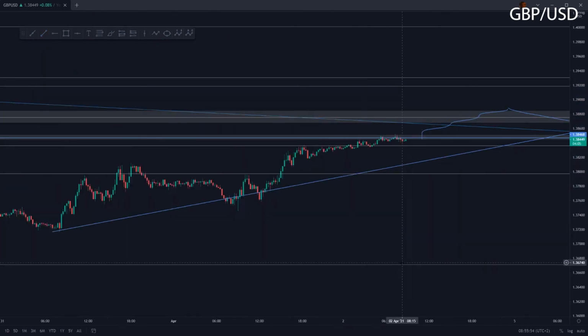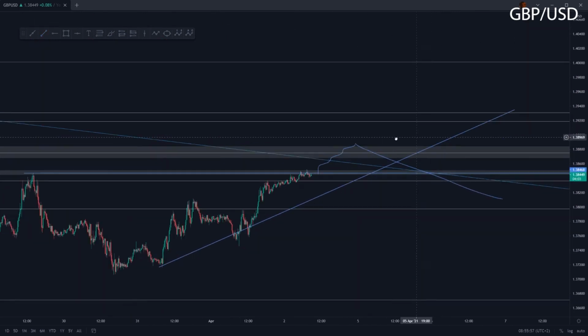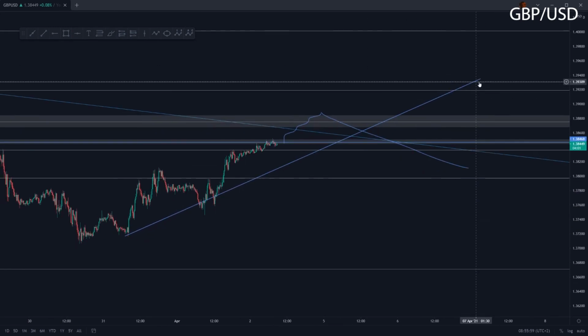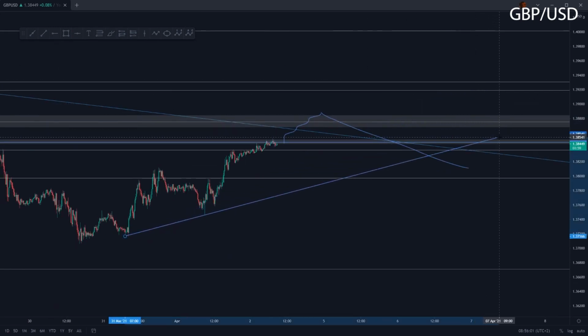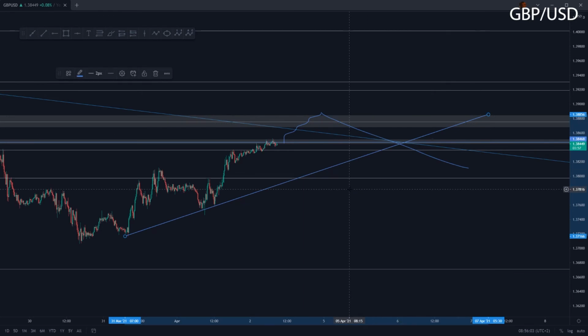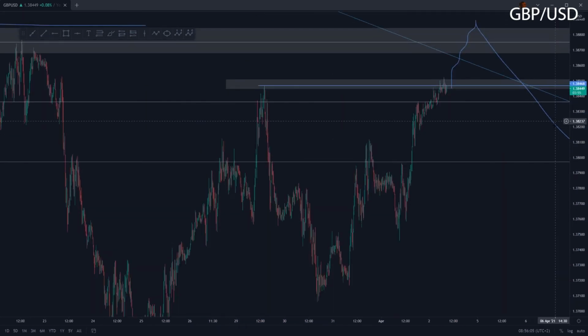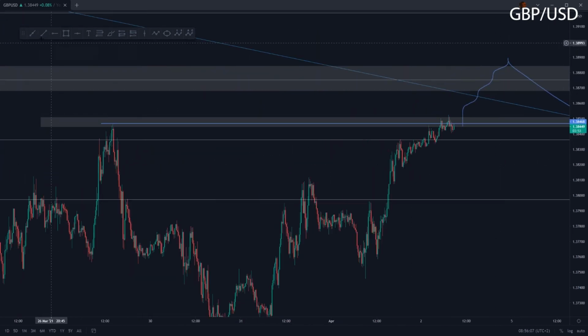Let's go down to the 15. Yeah, 15 is not that clear, to be honest. We could draw in a structure line over here, but yeah, not much. So we're going to have to zoom in more, and what we can then see is that we have this structure over here. So we're just crawling along this structure line.